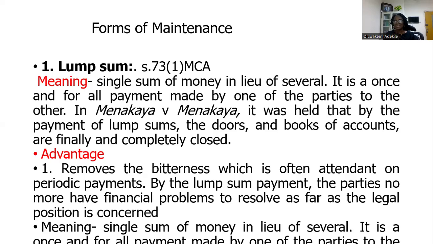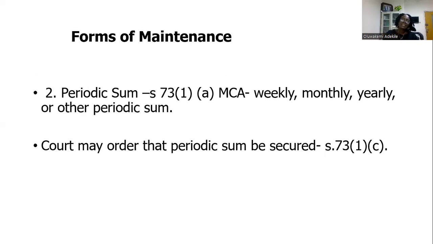Even if you don't see physically, the fact that you have to be transferring money or making payment to that person means the person is continuously in your consciousness. So when you have a lump sum, it removes all that. You just pay once and for all, and that is the end of it.